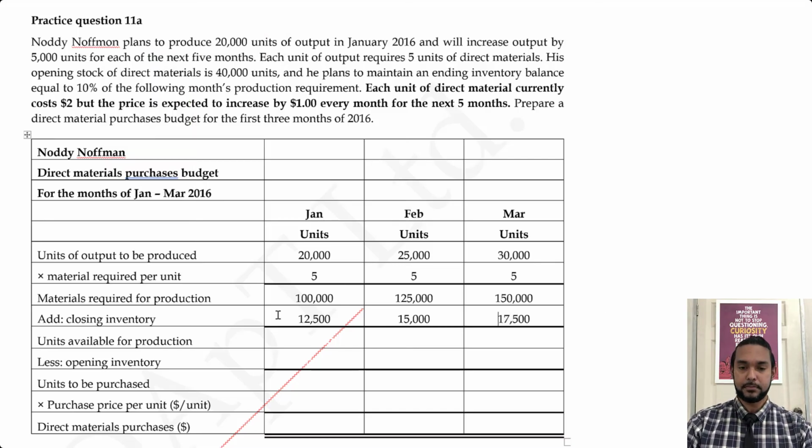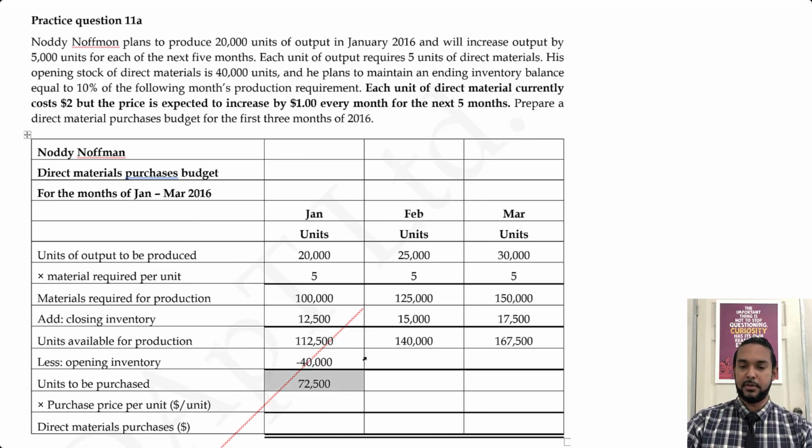See, not so bad. So we're going to add, going down in each column, 100,000 plus 12.5 is 112.5. 125 plus 15 is 140. 150 and 17.5 is 167.5. We also now need to subtract opening inventory. Opening inventory of 40,000 units, so we have that there. So we're going to subtract that from the 112.5, and that's going to give us 72,500.